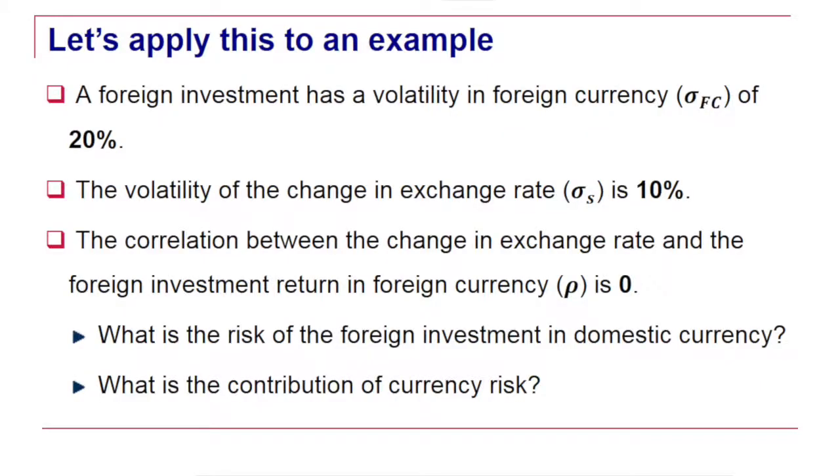Let's take an example. A foreign investment has a volatility of 20%. Let's assume that the exchange rate changes volatility is 10%. The correlation between the exchange rate changes and the foreign currency return is 0. So what would be the risk in domestic currency and the contribution of currency risk? Is it A, the risk in domestic currency is 30% and currency risk contribution is 10%? Or is it B, the risk in domestic currency is 22.4% and currency risk contribution is 2.4%?